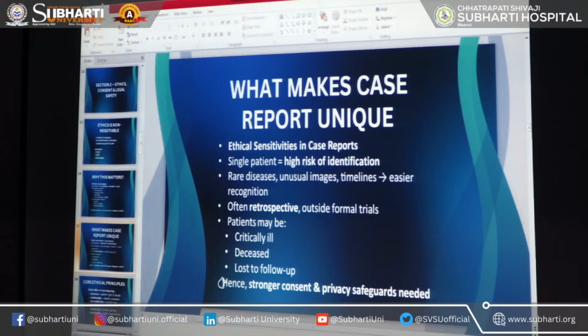Now, what makes our case report unique? Ethical sensitivity about that particular case. It is a single patient, so there are high chances of risk of identification. Any rare disease, unusual images, or timelines lead to easier recognition. And sometimes our patients may be critically ill, deceased, or lost to follow-up. Hence, we need stronger consent and privacy guidelines if needed.